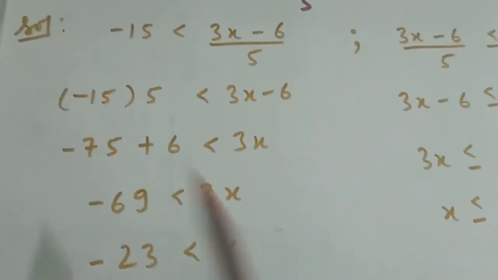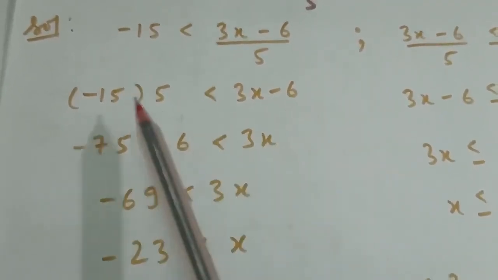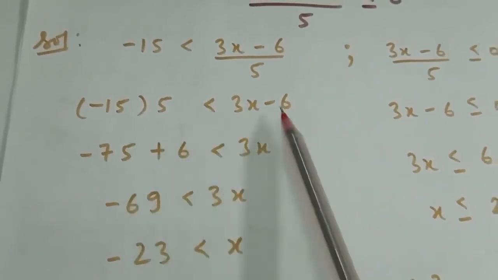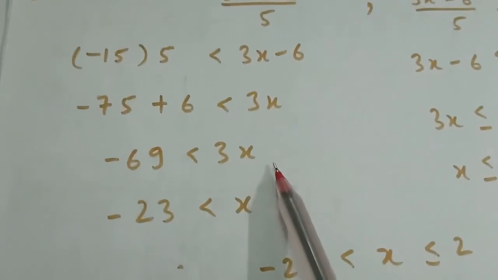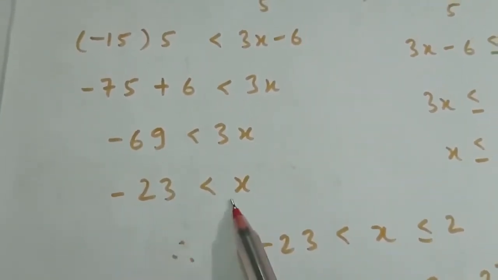−15 into 5 < 3x − 6. Now multiply this, it will be −75. Also adding both sides by 6. So you'll get −69 < 3x. Dividing both sides by 3, you'll get −23 < x.